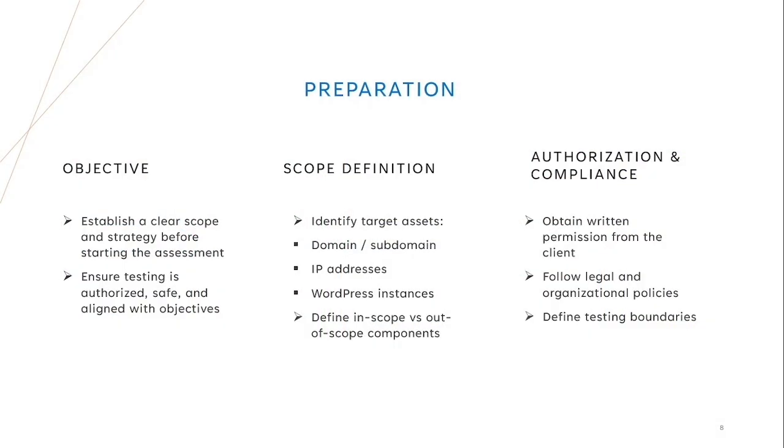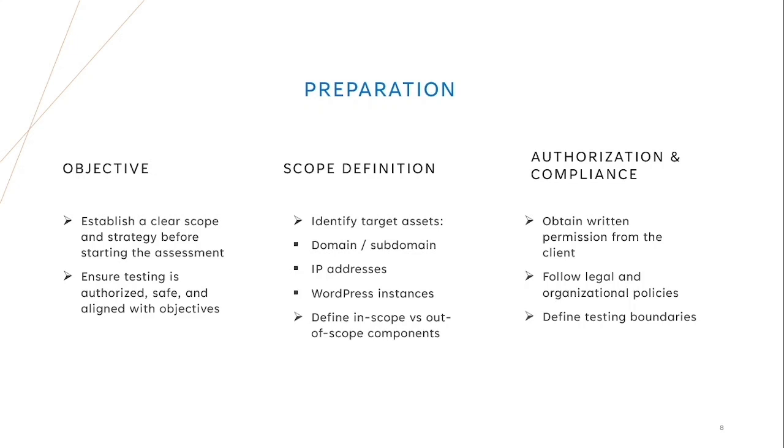At first, preparation. Objective: establish a clear scope and strategy before starting the assessment, and ensure testing is authorized, safe, and aligned with objectives. We have to clear our scope and strategy before starting the assessment, in which the scope is the area of the website we are going to audit, and the strategy is what we are going to use: the methods, techniques, and tools we are going to implement for this vulnerability assessment. And ensure testing is authorized, safe, and aligned with objectives, which means we use industry recognized tools and safety measures without exploiting anything in a vulnerability assessment.